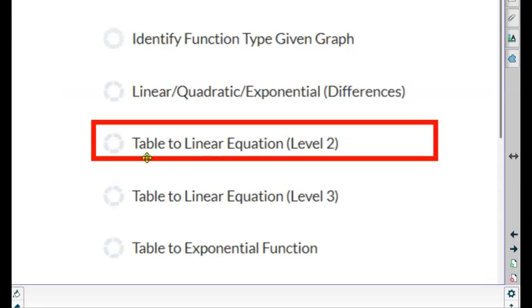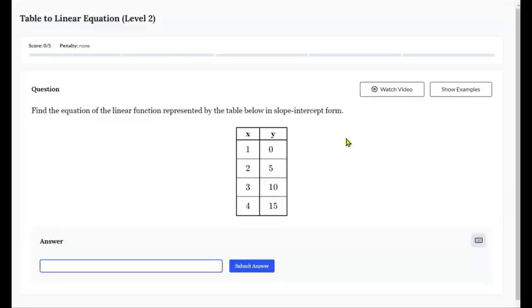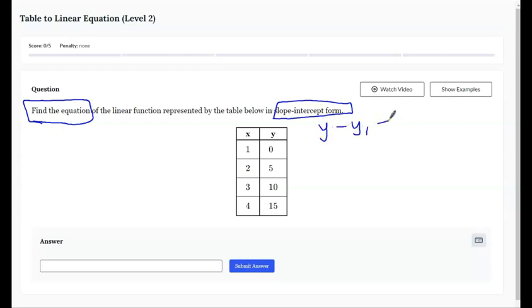Now the third topic, all of the tables will be linear, and you're going to turn them into an equation. So I already know that this table is linear. It says it right here. It's a linear function. And what it wants you to do is find the equation of the line. The final answer has to be in slope-intercept form, but that doesn't mean you can't start using point-slope form. That is something that you can do, or you can use a shortcut if you can find these values quickly with your mental math.